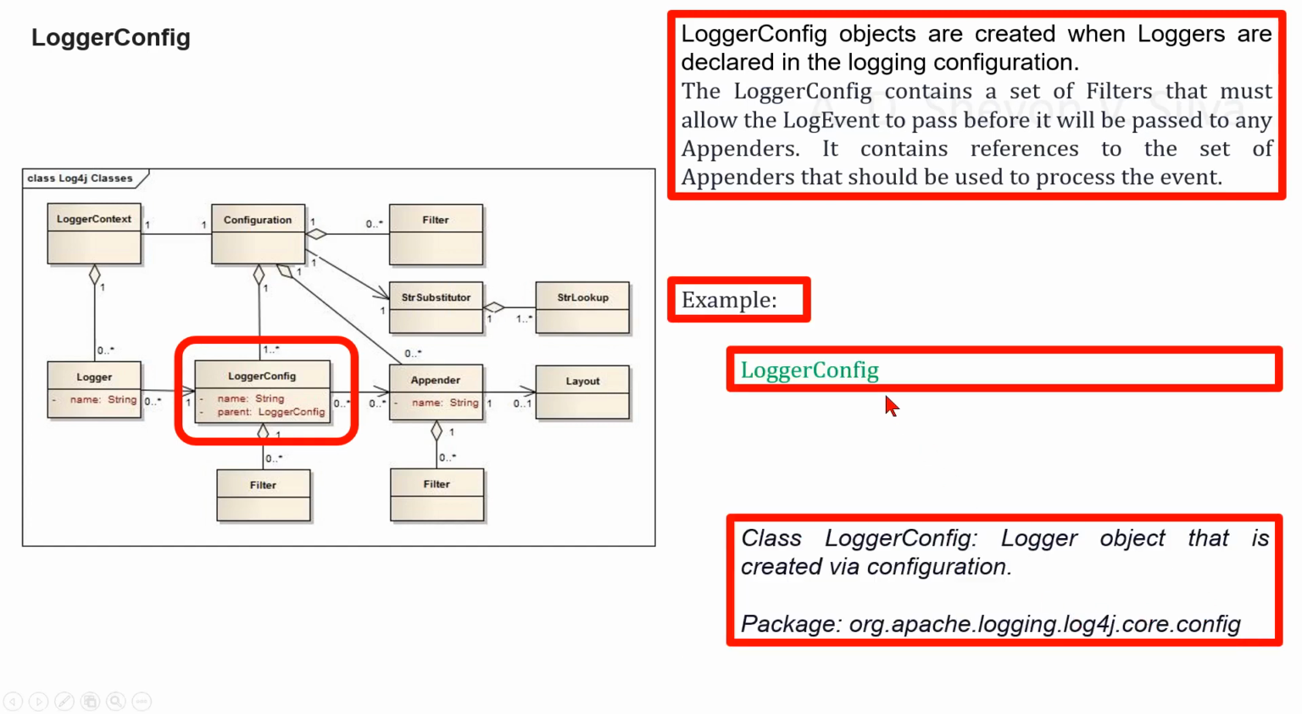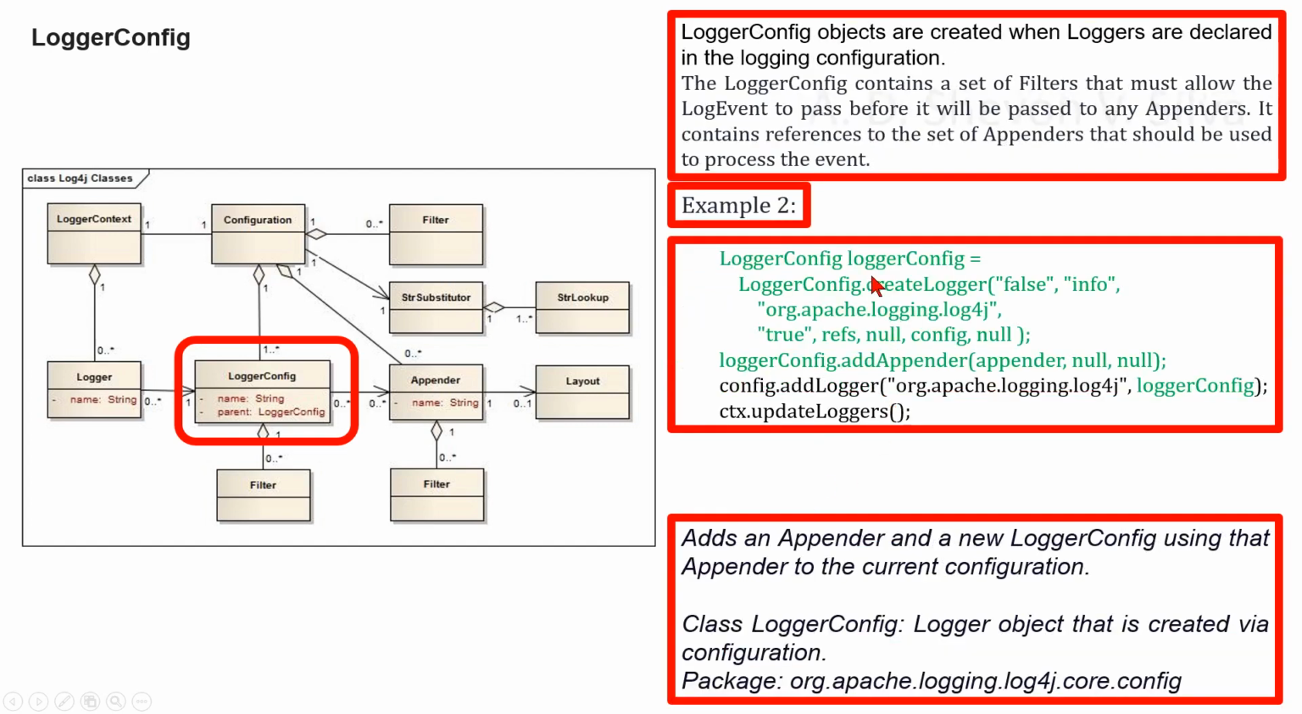As an example, we can consider class LoggerConfig, a logger object that is created via configuration. This is in the org.apache.logging.log4j.core.config package. Here you can see it adds an appender and a new logger configuration using that appender to the current configuration.